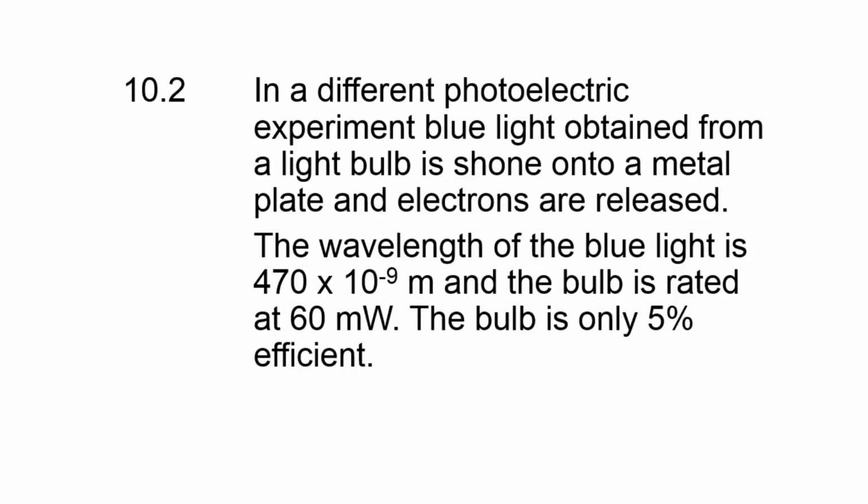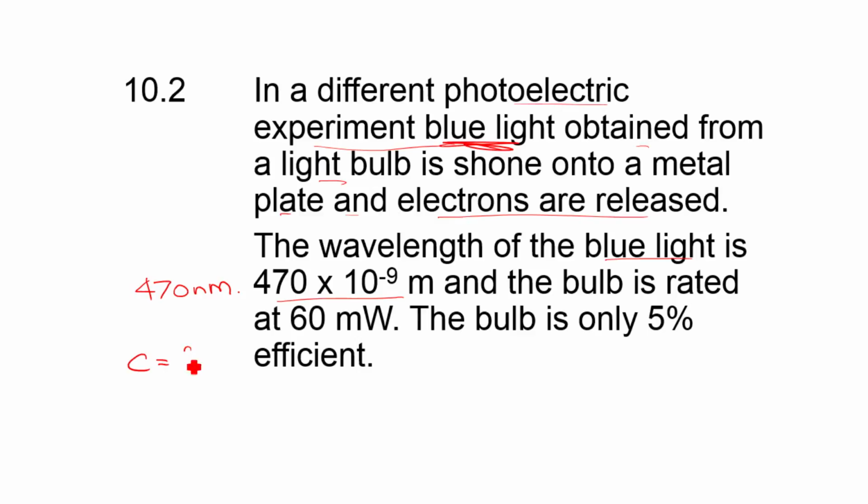All right. Now 10.2, let's have a look at this. In a different photoelectric experiment, blue light obtained from a light bulb is shone onto a metal plate and electrons are released. Good. The wavelength of the blue light is 470 times 10 to the minus 9. That could also be 470 nanometers. So that's the wavelength of the light. We've got to do some conversions.